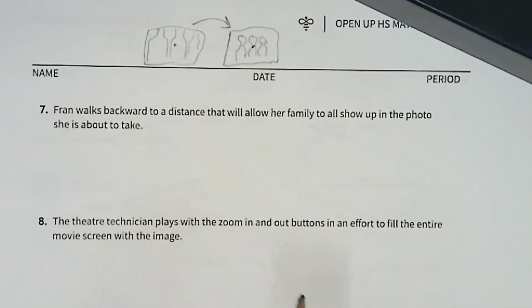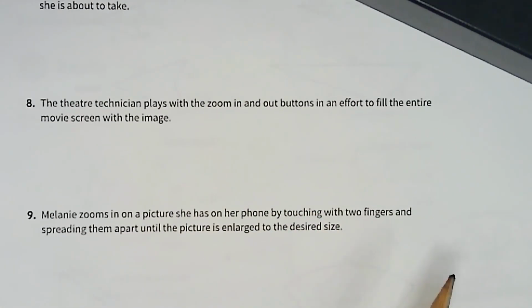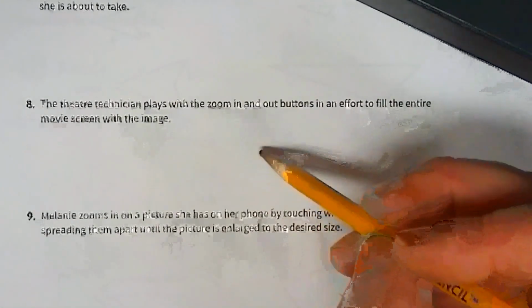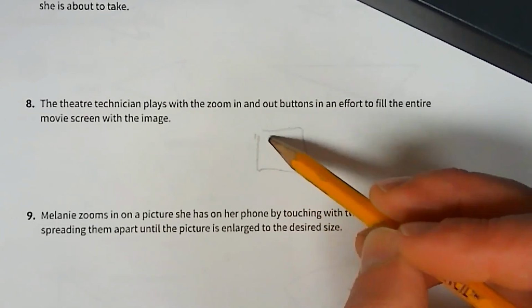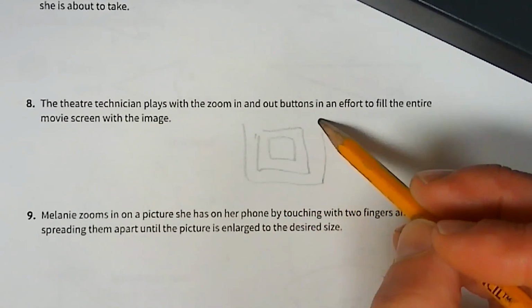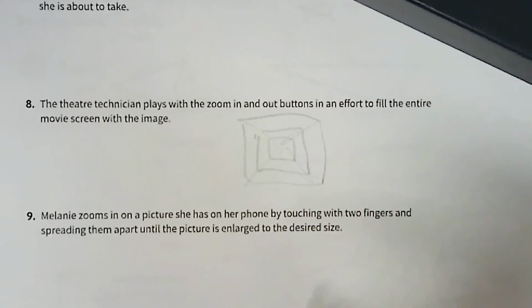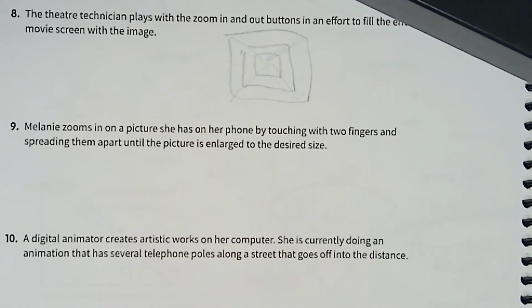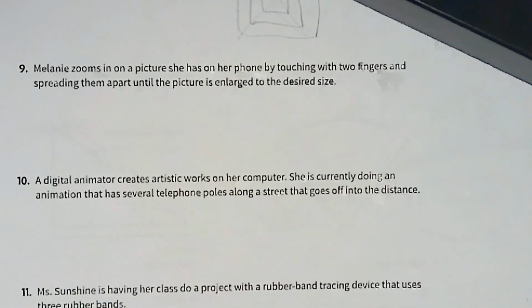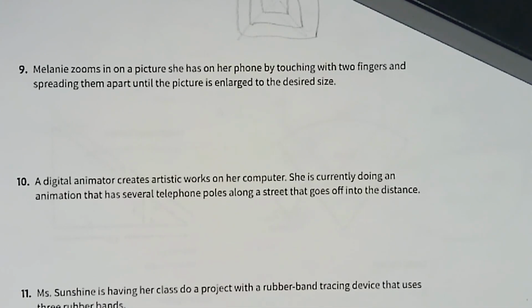No hints. Maybe there's a hint. I don't know. The theater technician plays with the zoom in and out buttons in an effort to fill the entire movie screen with an image. Yeah, you've seen someone zoom in and out an image. Now this one's different. Melanie zooms in on a picture that she has on her phone by touching with 2 fingers and spreading them apart until the picture is enlarged to the desired size. So where's the center of dilation there?